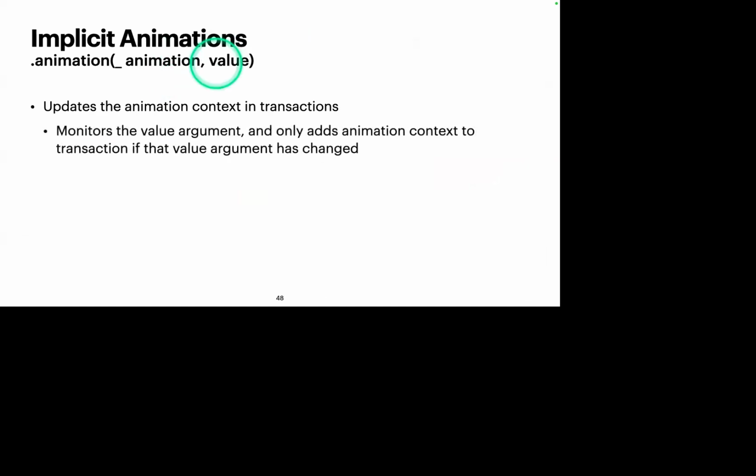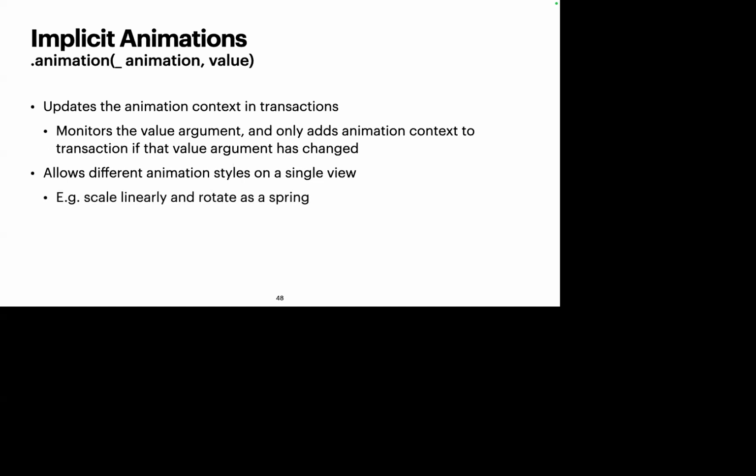Okay, so like I said again, the .animation view modifier takes in a timing curve and the value that you want to trigger this animation based on this value being changed, right? So it updates the animation context in transactions. It will monitor the value argument and only adds animation context to the transaction if the value argument has changed. And it allows different animation styles on a single view. Like we said again, we've seen how we could scale it linearly and rotate as a spring, and it allows more fine-tuned control over what views to animate.